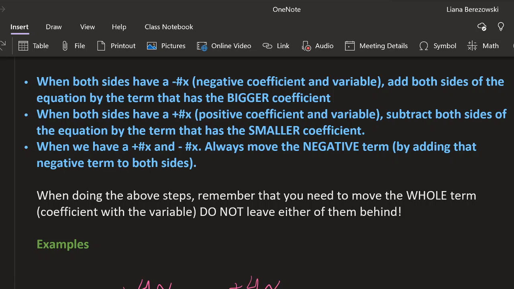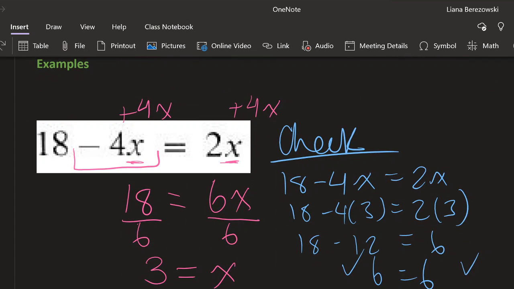When we're doing the above steps, remember that you need to move the whole term. That means the coefficient and the variable. You can't leave either of them behind. So if you're trying to move a 2x from one side of the equation, you're moving the 2 and the x. They're a package deal. You can't separate them. Okay, so we did this first problem here, so we won't talk about that.